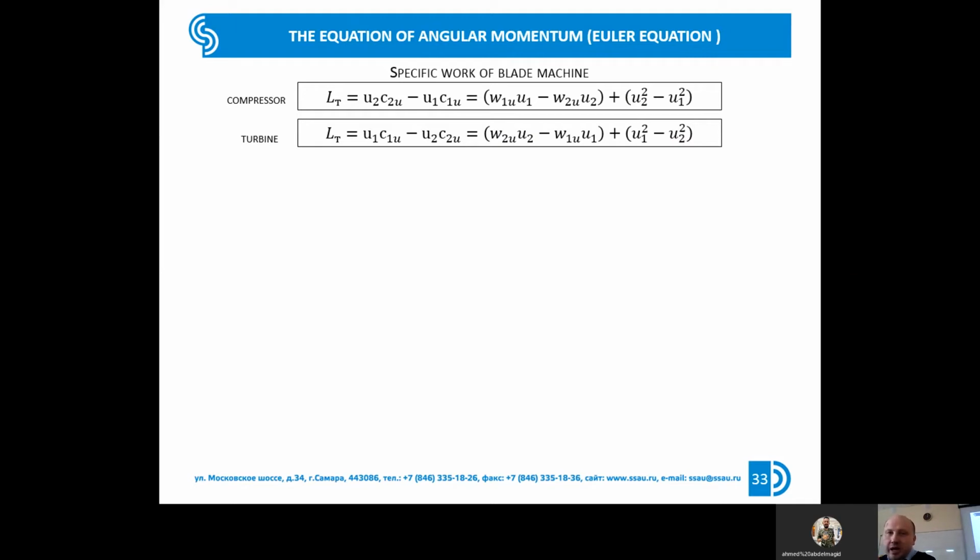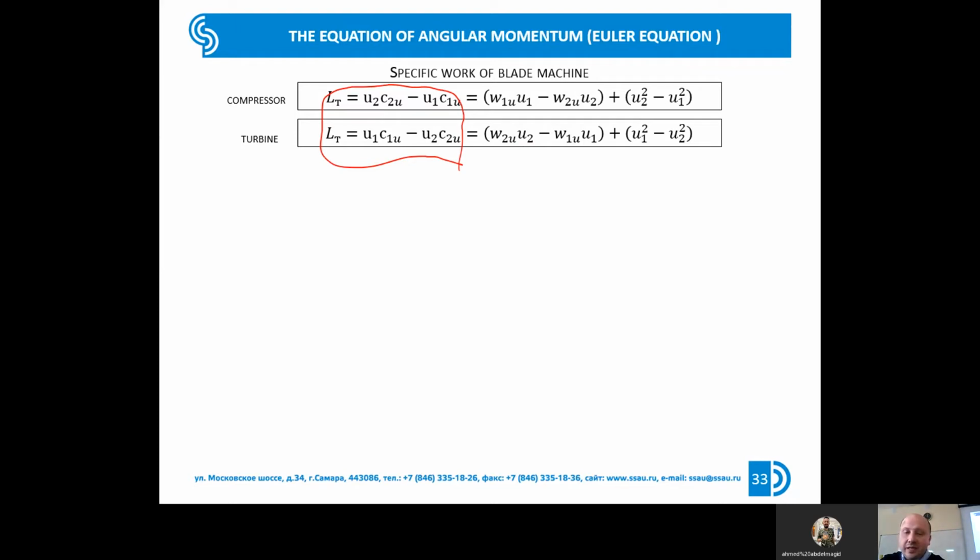That's why finally we receive two equations, one for the compressor and one for the turbine, which could be called the equation of angular momentum for the turbomachinery. In other words, it could be called the Euler equation. But in reality, when we speak about the Euler equation, usually we mean this part. But you could use this part too. Sometimes it's useful for the calculations.